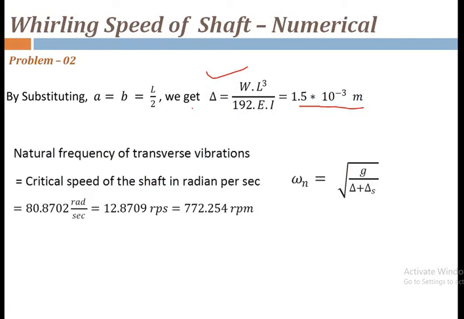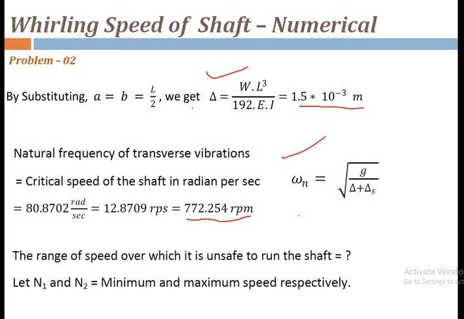Natural frequency of transverse vibration, that is nothing but the critical speed of the shaft in radian per second, is calculated by this equation, omega n equal to root g by delta plus delta S. And finally we get the answer 772.25 rpm. Second question is the range of the speed over which it is unsafe to run the shaft. Let N1 and N2 equal to minimum and maximum speed respectively.